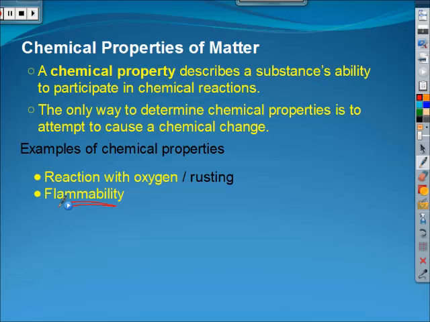Flammability. How do you tell if something is flammable? You try to burn it. If it catches on fire, it may be flammable. If it doesn't, well, it's not flammable.